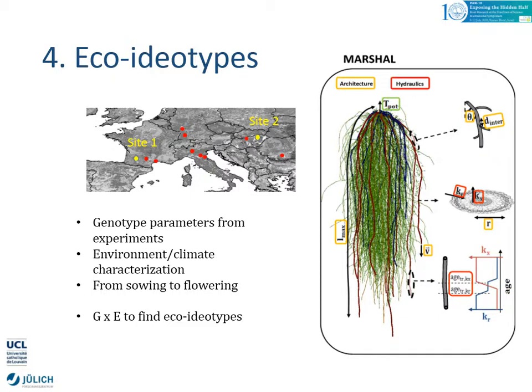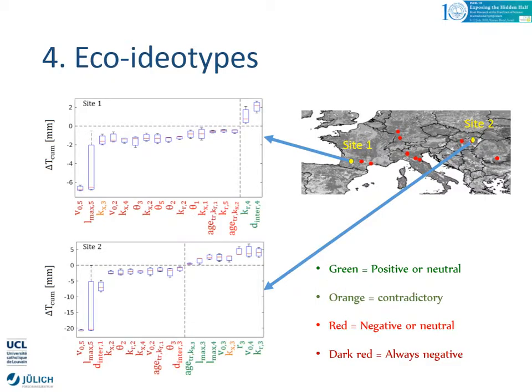So we have the genotype parameters from experiments, we have the characterization of the climate, of the environment, and we model the root system or the maize plant from sowing to flowering, because flowering is a very delicate period where water stress will affect a lot the final yield. And basically, I show you the results only for two sites, a site one here and another one there, which have very different environments, very different climates, sorry.